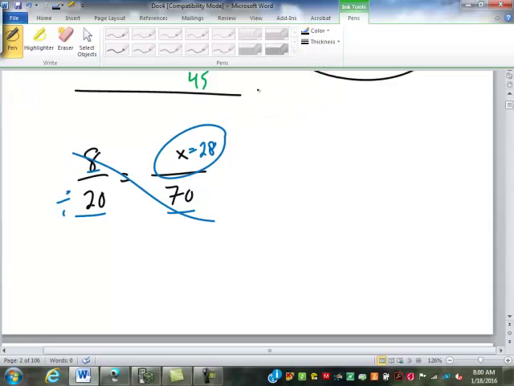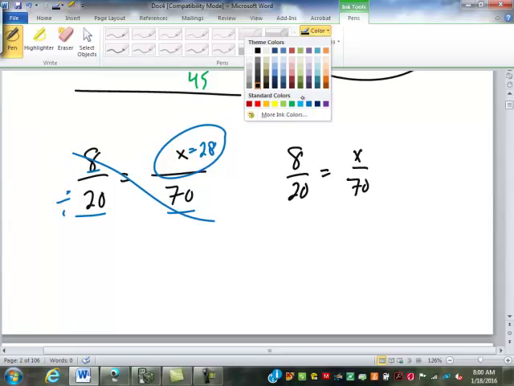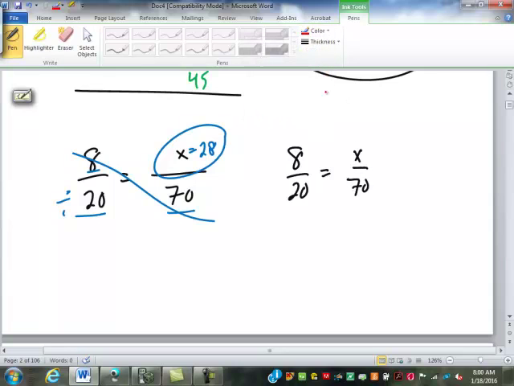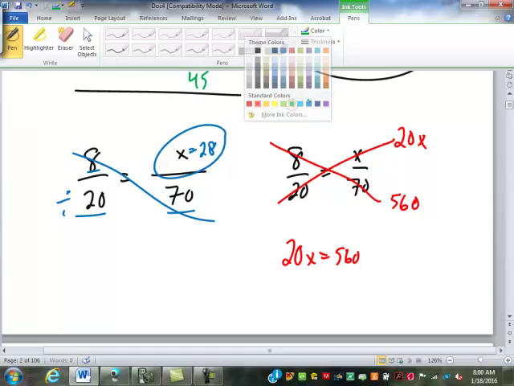But what we're doing there is really just a shortcut. What we're really doing there is this. Cross multiply and divide, as we mentioned, is a shortcut. In a proportion, the cross products have to be equal. 8 times 70 is 560. That has to equal 20 times x, or 20x. We're doing those cross products and setting them equal. 20x equals 560, and then you're dividing by the 20.